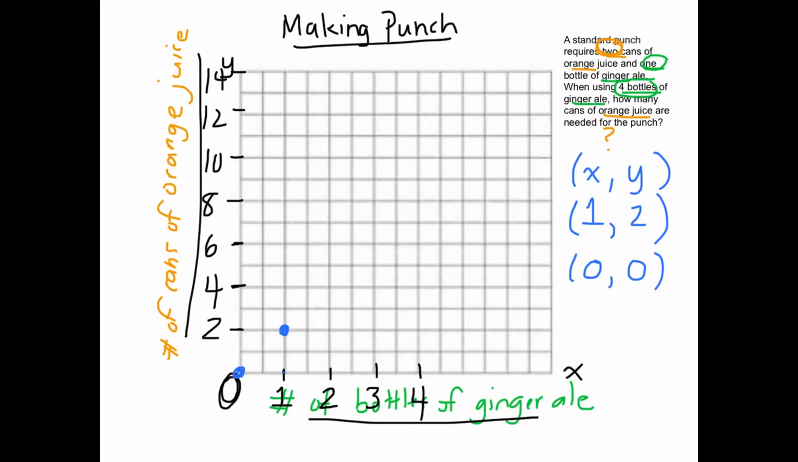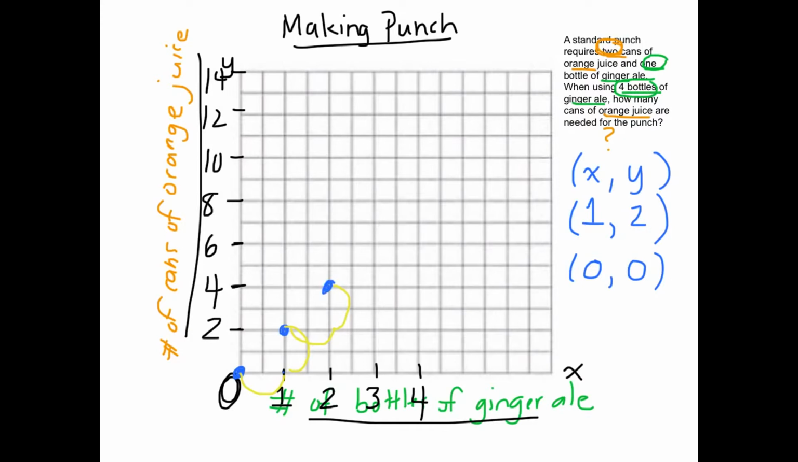Now we need to come up with other points on this graph. So let's see if we can see a pattern. What's happening here? Well, we started at 0 and we added 1 bottle of ginger ale. And when we added the 1 bottle of ginger ale, we added 2 bottles of orange juice. So if I add 1 more bottle of ginger ale, how many more cans of orange juice should I have? Well, according to this pattern, we would add another 2 cans of orange juice. Let's plot that point.